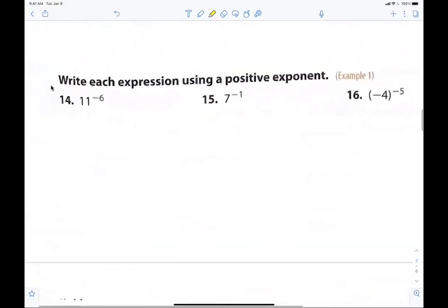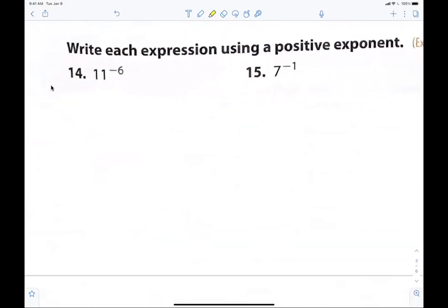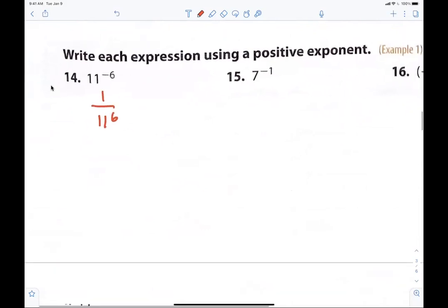What is the answer to 14? It's 1 over 11. Yes. So 1 over 11 to the 6th. That's easy. All right. So here we go. You're up. All right, 15. I got 1 over 7. Beautiful. Yes. 1 over 7 to the 1st.